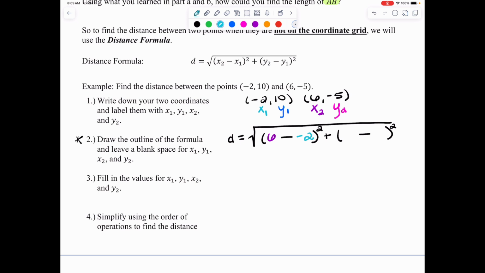Then the next one is y2. So that was -5. And then the last blank I should be filling in is y1, which is 10. So now that I have it filled in, I can just do the math.